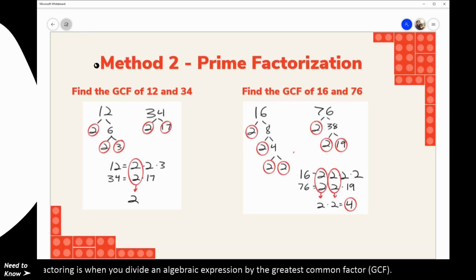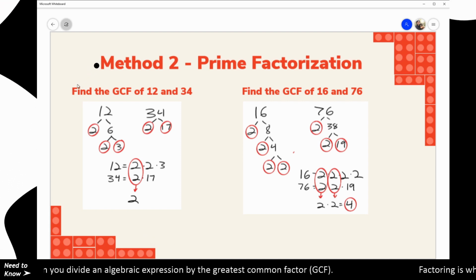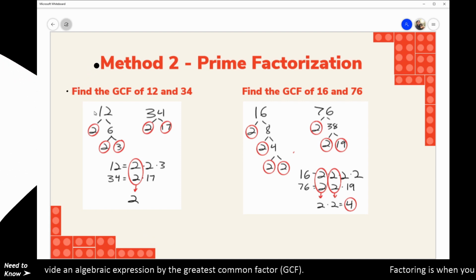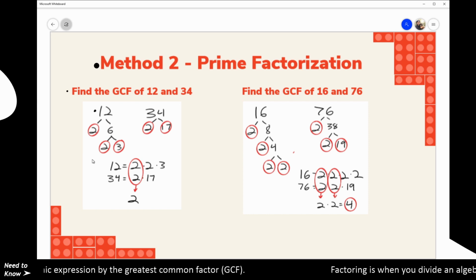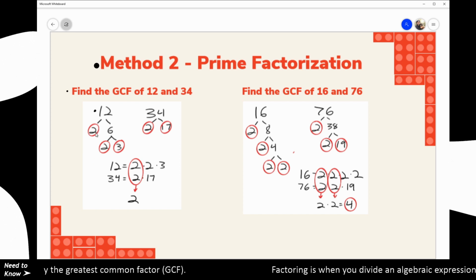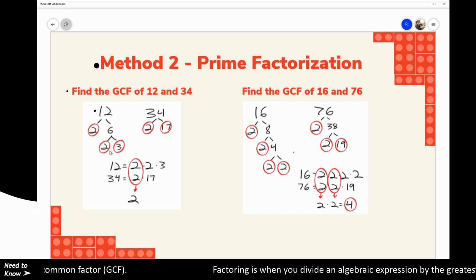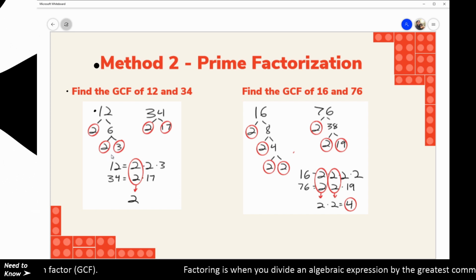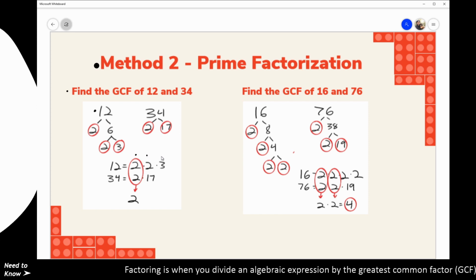Another method is prime factorization. So let's look at it with finding the GCF of 12 and 34. So we start with 12, and what you do is you make a tree diagram, and every time you get to a prime number you circle it. So if I start with 2 and 6, 2 is prime, so I circle it. I can break 6 down into a 2 and 3. Both 2 and 3 are prime, so I circle those. So the prime factorization of 12 is 2 times 2 times 3.